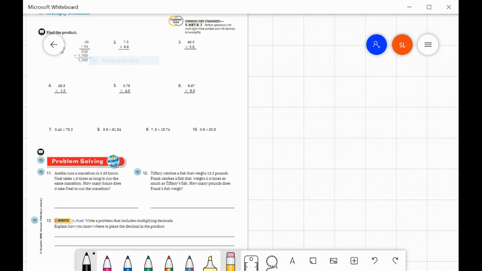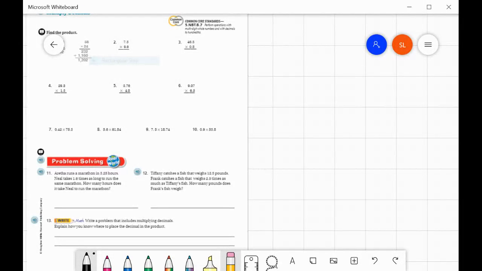Okay, you should be on page 275 of your GoMath workbook. We're going to work through some of these problems, remembering that we are doing two multi-digit. So you have to remember to place the 0 or the X. All right, so we're going to start out with number 2.